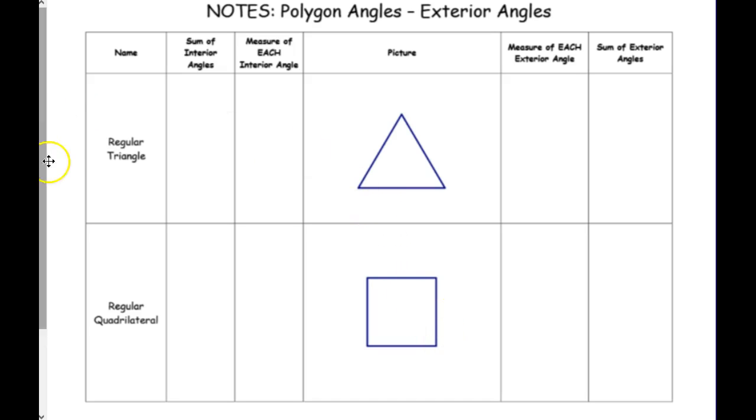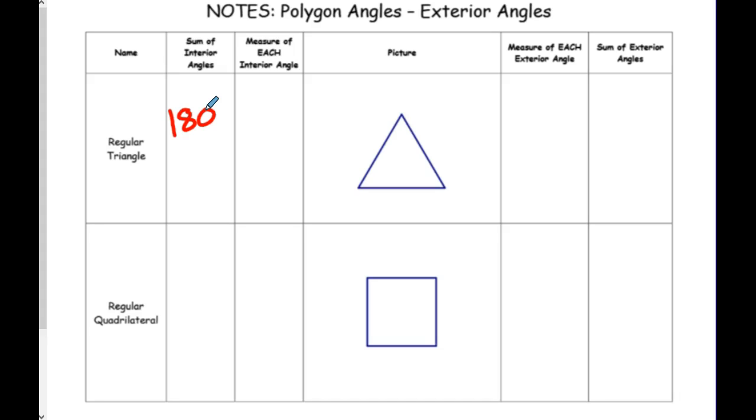Okay, so think about a regular triangle. Now what is the sum of the interior angles of a regular triangle? It is 180. So we remember that from back when we did triangles. So let's write this down. So 180, let's write that down. We remember that from when we did triangles.